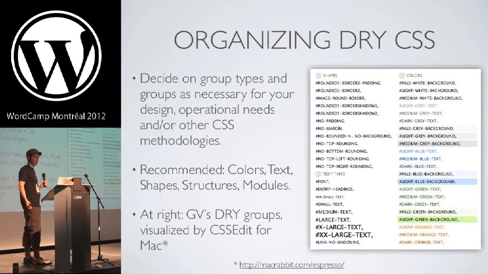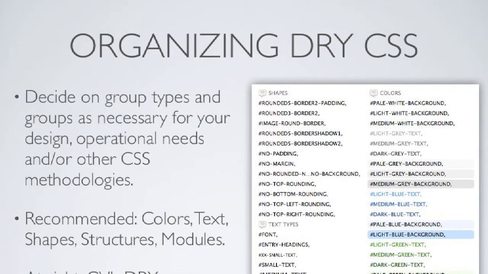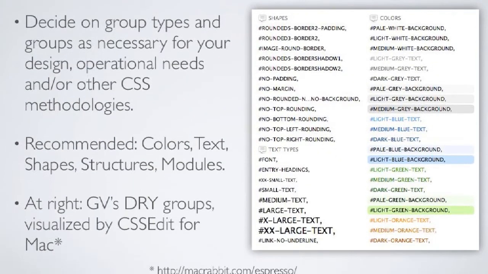So, organizing DRY CSS. Now, this is totally up to you, but the idea is that you have these groups and then you have group types. So your design is going to be made up of these different sets of groups that reflect whatever you want. Your design, operational needs, or other CSS methodologies might make you want to choose different types of groups. In my case, I did them as shapes, which are amounts of padding and roundedness, text types, which are basically just sizes, and colors, which were backgrounds and text that go together.